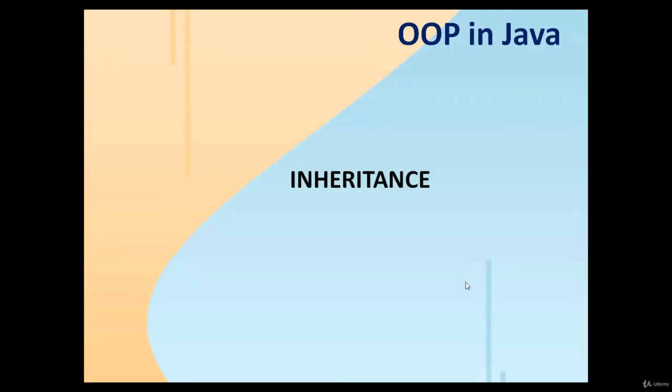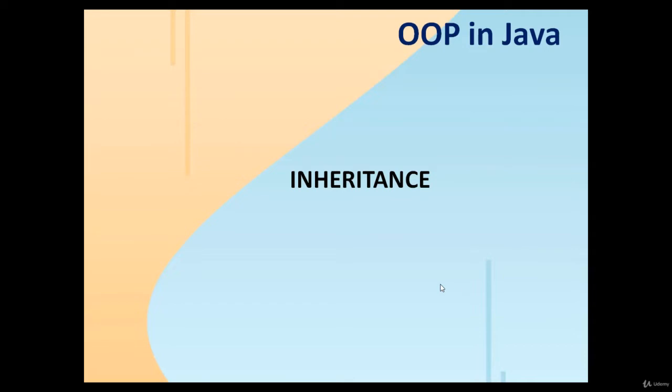So here we are talking about the next important feature of OOPS, which is inheritance. What is inheritance, and why do we go for it? Imagine in our application we need two or more classes that have some common properties or functionalities. Rather than writing the code in each of those classes, we can use the concept of inheritance.